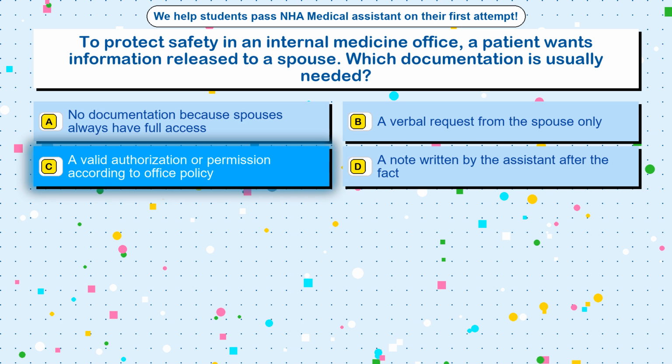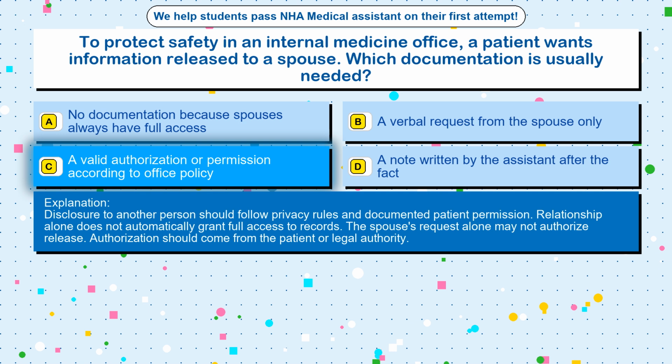The correct answer is option C. A valid authorization or permission according to office policy. Disclosure to another person should follow privacy rules and documented patient permission. Relationship alone does not automatically grant full access to records. The spouse's request alone may not authorize release. Authorization should come from the patient or legal authority.